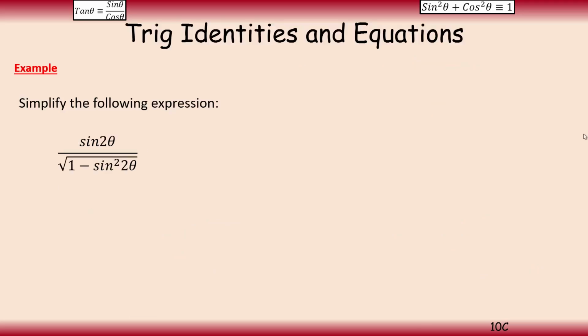Okay, so we've got to simplify this expression: sine 2 theta over the square root of 1 minus sine squared 2 theta. So we've got to simplify that. Now, I'm just going to write my other expressions down from before: sine squared plus cos squared equals 1, cos squared theta equals 1 minus sine squared theta, and sine squared theta equals 1 minus cos squared theta. Okay. So, looking at this expression here, sine of 2 theta all over the square root of 1 minus sine squared 2 theta.